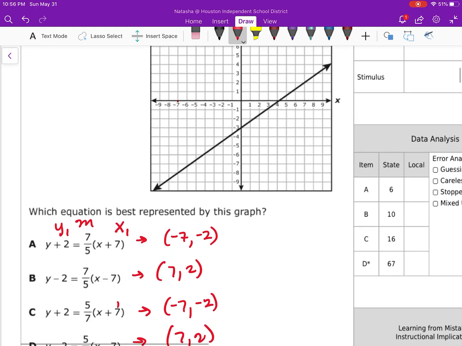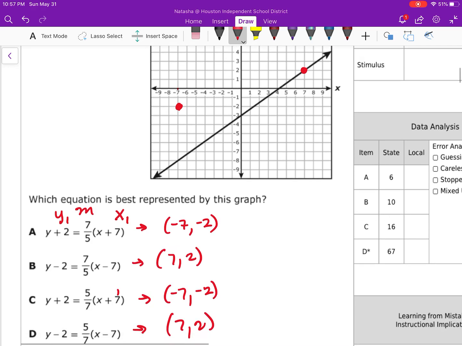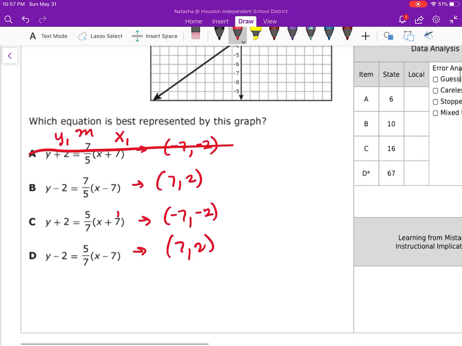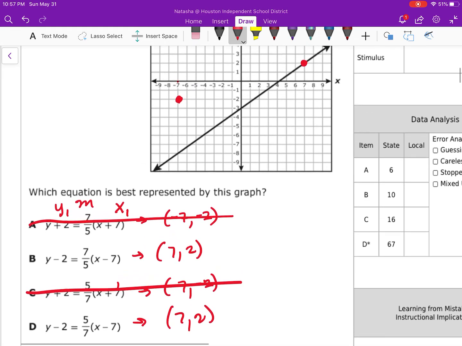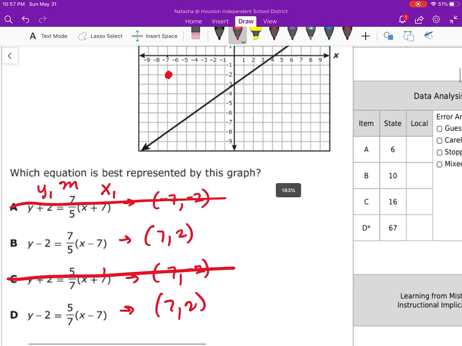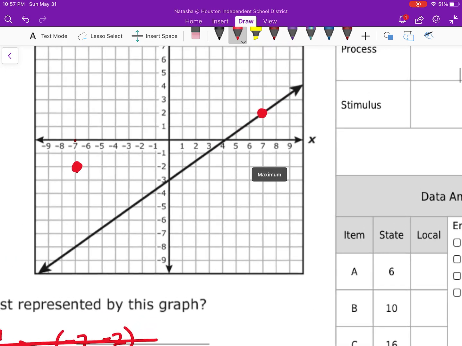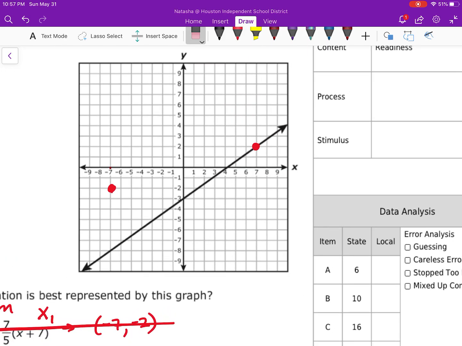Okay, so let's see if we can eliminate by looking at these points. So negative 7, and then negative 2, that's there. So that's not going to work. Well, let's see, if we go to 7 and then positive 2, that's going to work. So it's going to eliminate A, and we're going to eliminate C. So the difference between B and D are these slopes. There's no negative or positive slope. They're both positive. So I need to just find my slope.